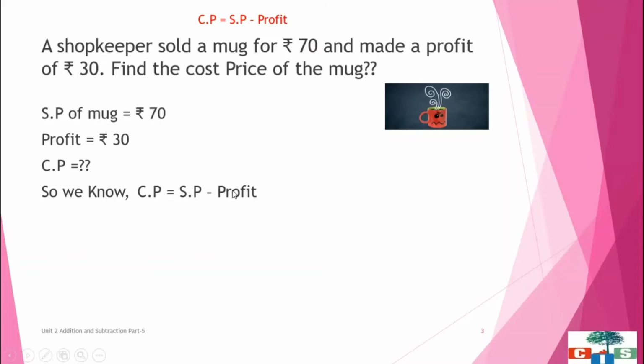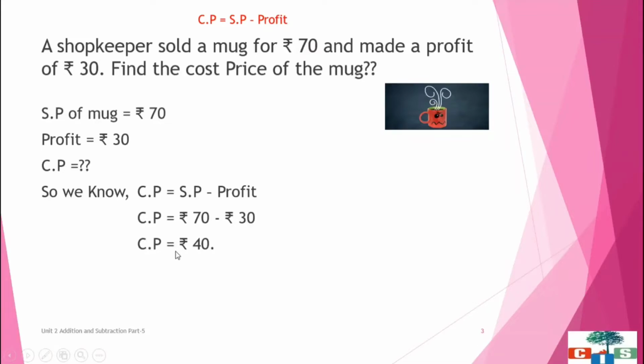What is the selling price? Rupees 70. And what is the profit? Rupees 30. So we will subtract rupees 70 minus rupees 30, which is rupees 40. So what is the actual price of the cup? The cost price of the cup is rupees 40.